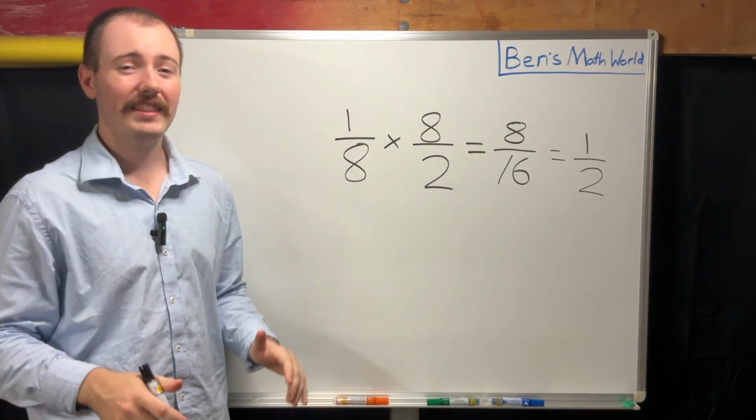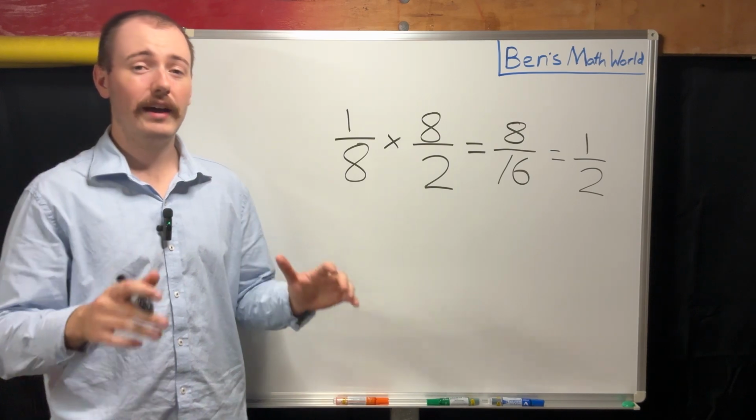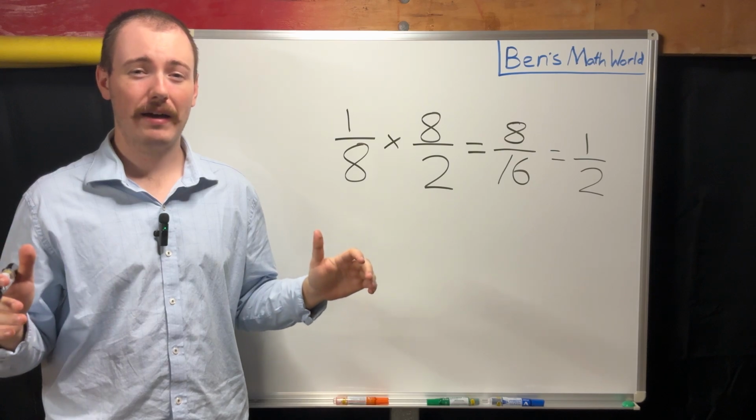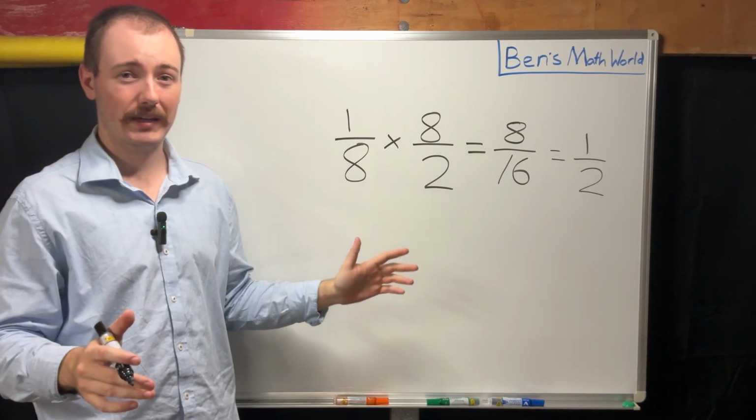So there you have it, guys. That's how you multiply fractions. Now, if you can do that on your own, you'll be able to get an A in your Year 7 Australian Maths curriculum for fraction multiplication.